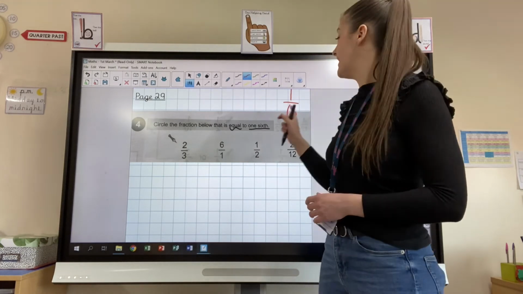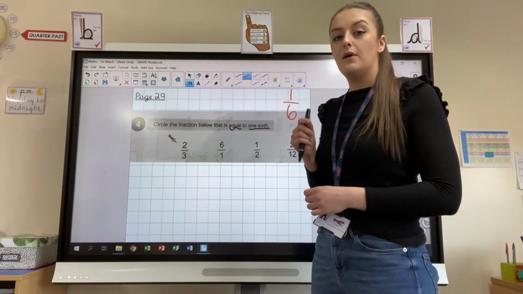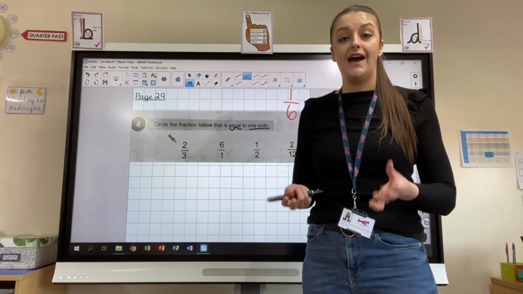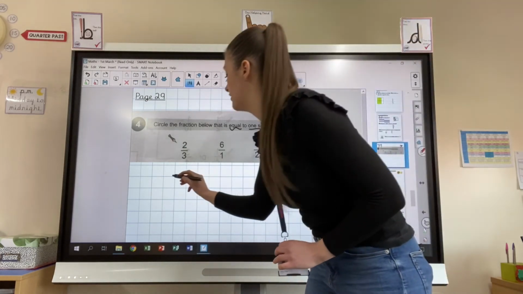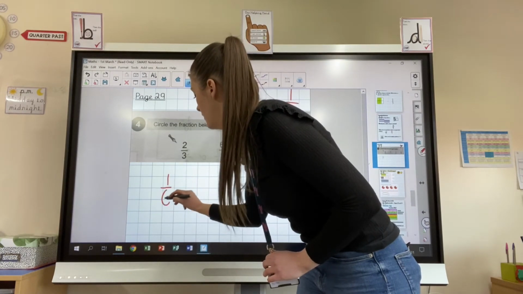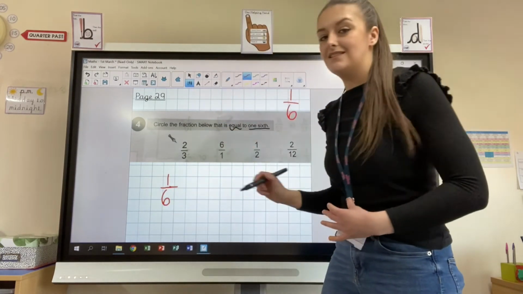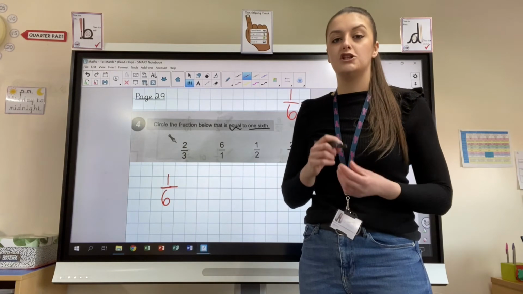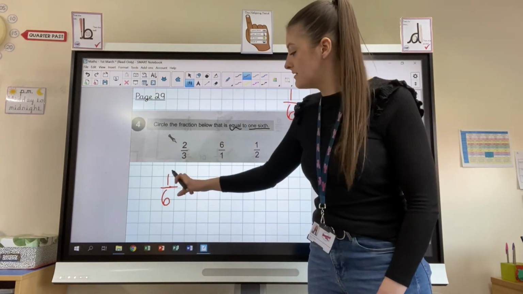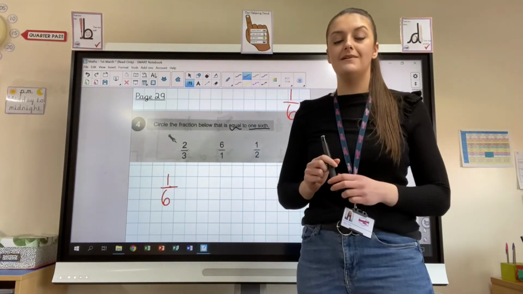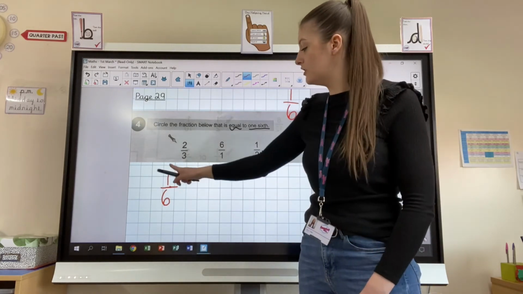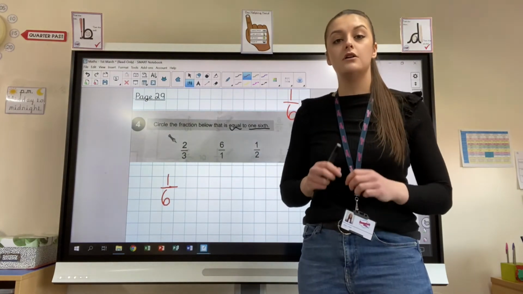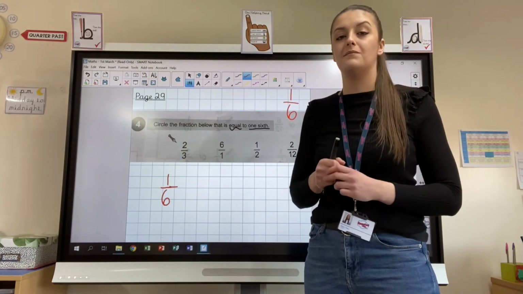So when we are finding equivalent fractions, we can use multiplication and division, okay? Now, taking the fraction 1/6, when we're finding equivalent fractions using multiplication and division, we've got to treat the numerator and the denominator the same, okay? Because fractions like to stay the same. So the numerator and denominator, we've got to treat them equally and treat them the same.